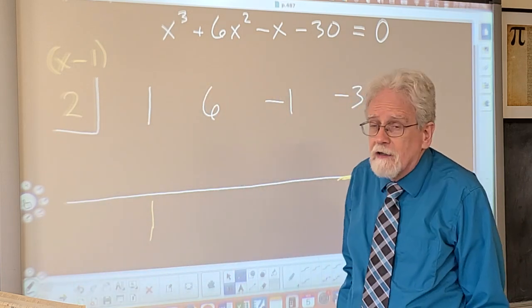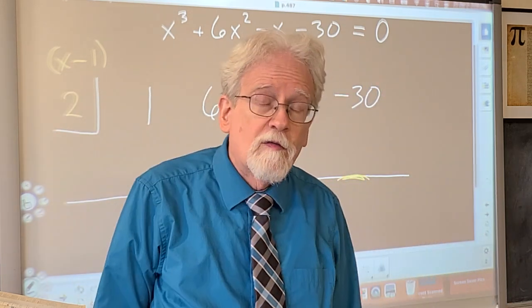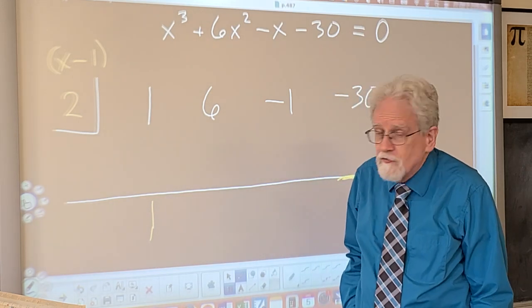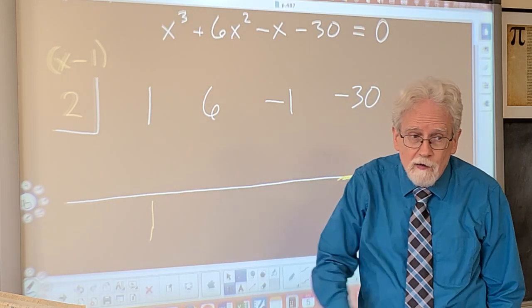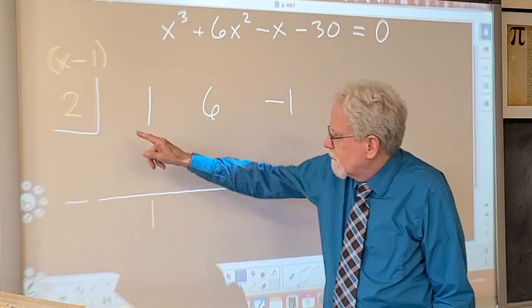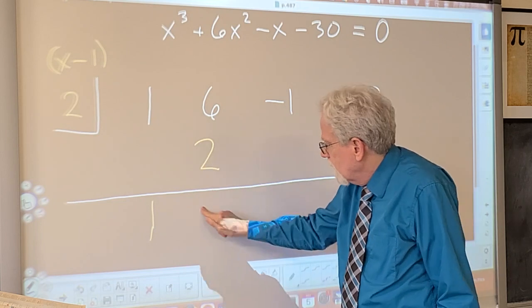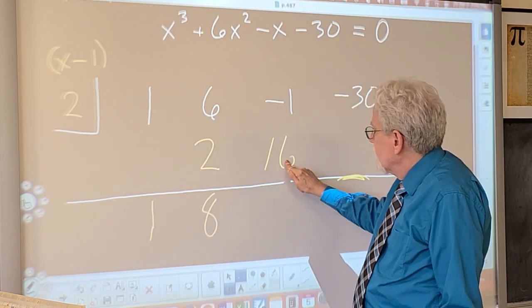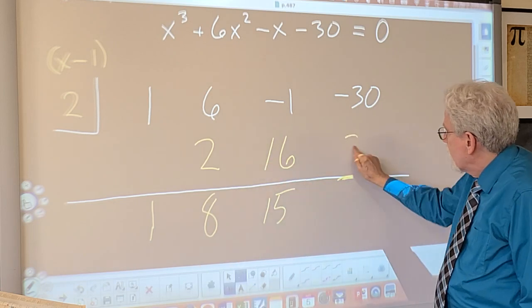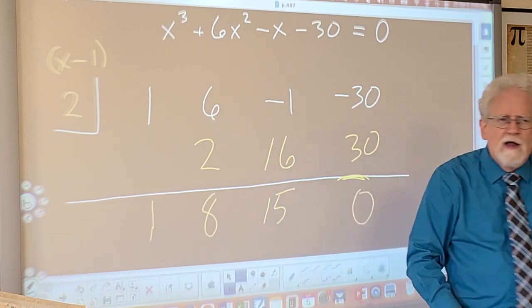All right, we do it again. You're going to get a lot of practice in synthetic division on this one. And again, make sure you've got a good eraser. Don't use ink. Yeah, you know who I'm talking to. Don't use ink. 1 times 2 is 2. Add, we get 8. Multiply, we have 16. Add, we have 15. Oh, look at this. 15 times 2 is 30. Add, we get 0.